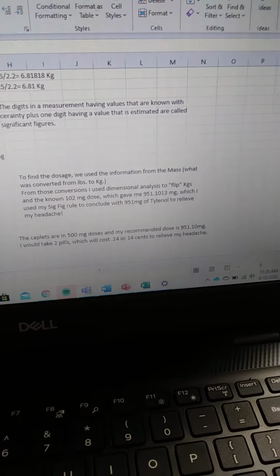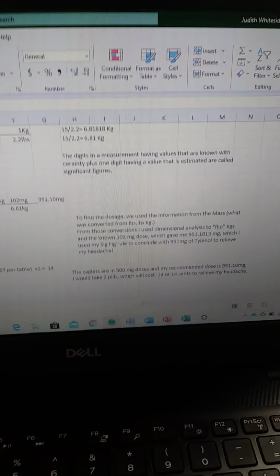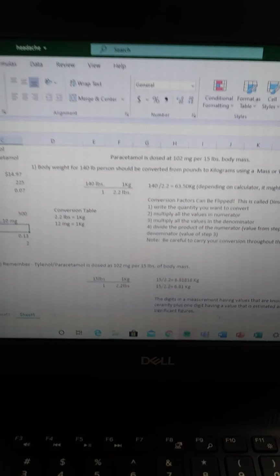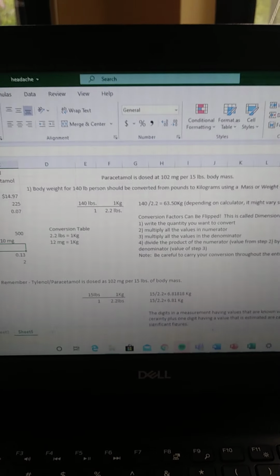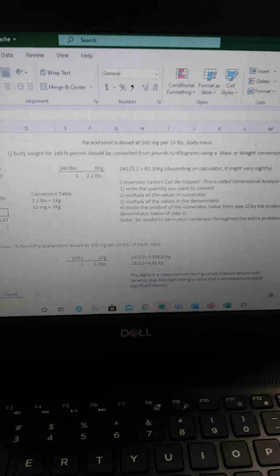Sorry, I couldn't scroll down. I couldn't find my arrow. I hope that this concludes my presentation. And just to recap, because I am a cheap college student, I would stick with the Tylenol. I would buy that at my local Walgreens or CVS, and I would pay 14 cents for my headache to be relieved.